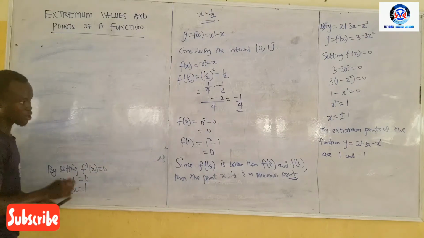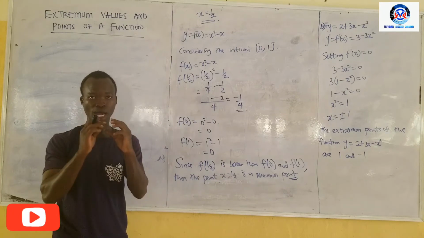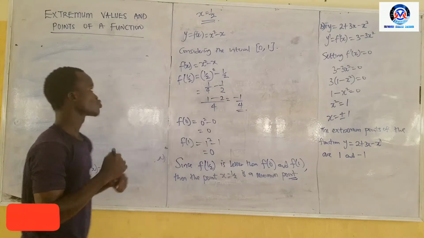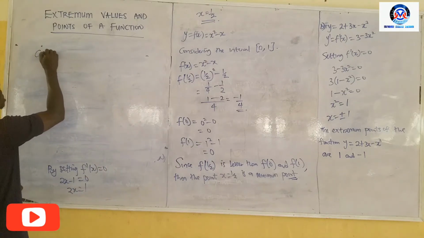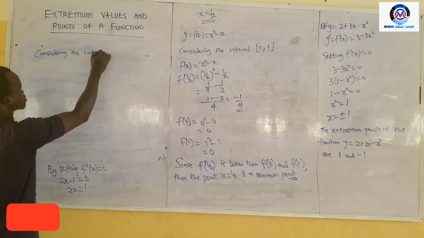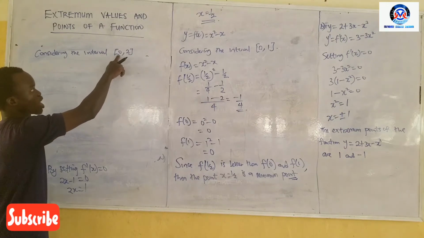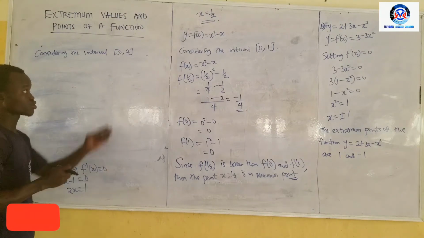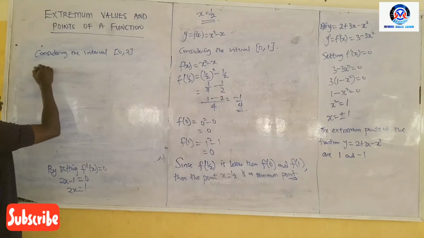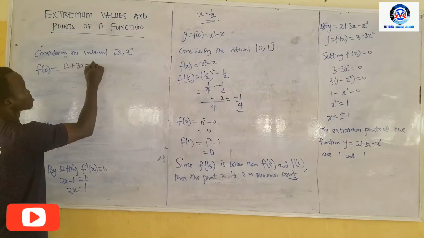We want to consider the first point, which is 1. So we consider an interval that is containing 1. Which interval is containing 1? We have 0 and 2. So we consider the interval 0, 2. Yes, because 1 lies in between 0 and 2. That is why we consider this. So now, the function given to us, which is f of x, is 2 plus 3x minus x cubed.